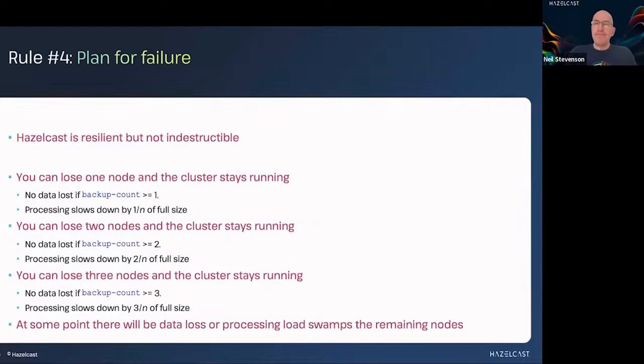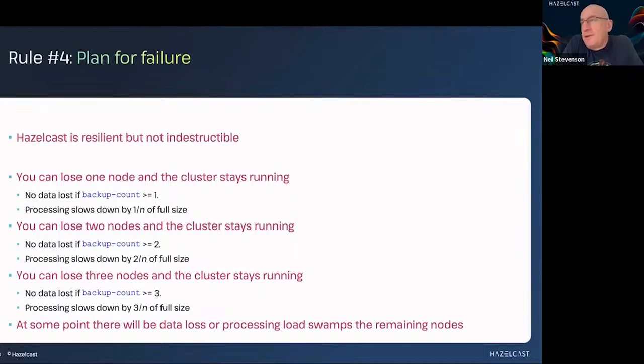So Hazelcast is designed for this. This is what we do. When the going gets tough, the tough get Hazelcast. But it's not indestructible. You can lose a node. You can maybe lose 2 nodes. What happens if you lose them all?